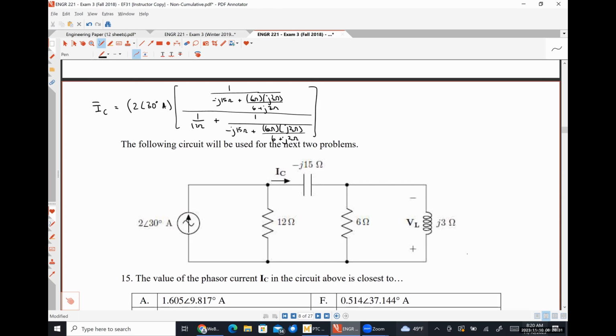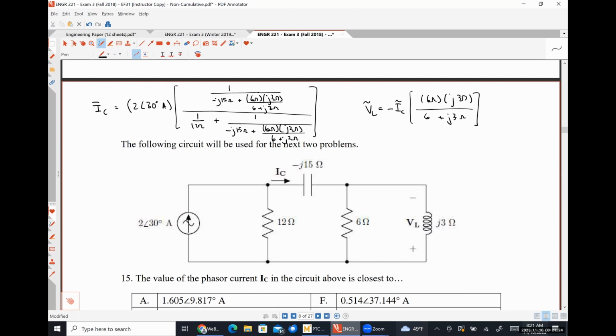So for number 16, I would then use Ohm's law and say that VL is going to be negative IC times the parallel combination of 6 and j3. So that's how I would solve 16, just using Ohm's law once I know IC.